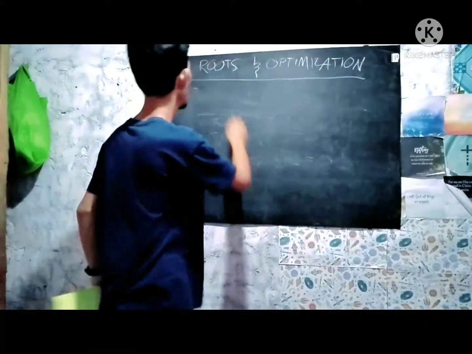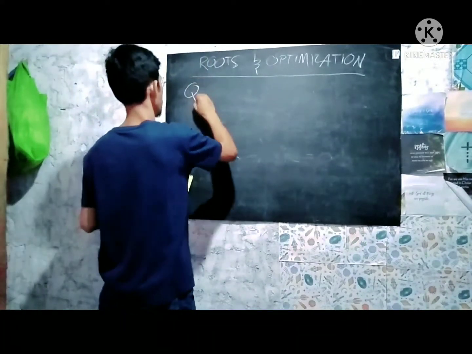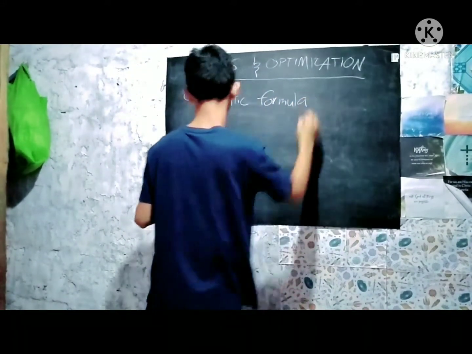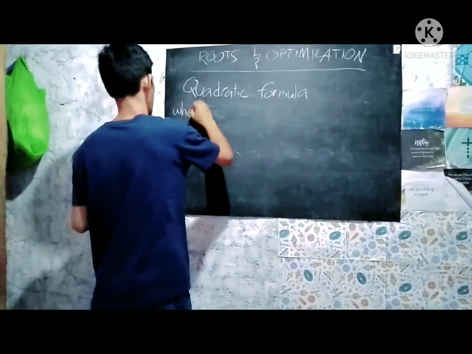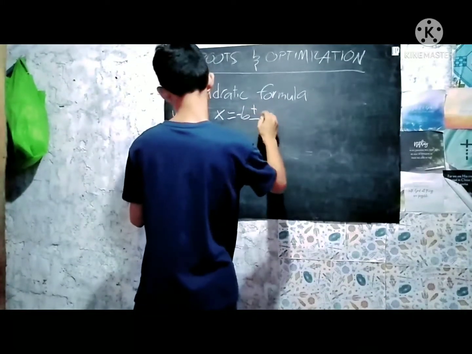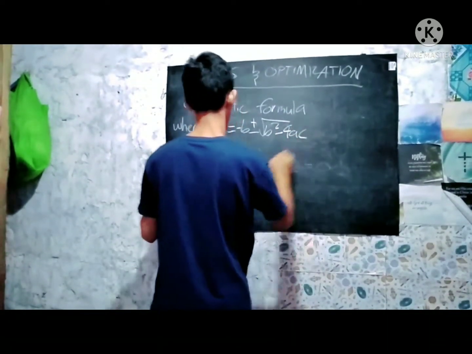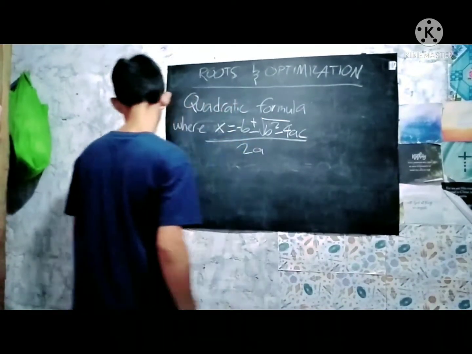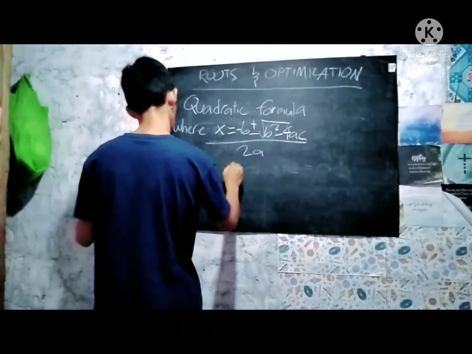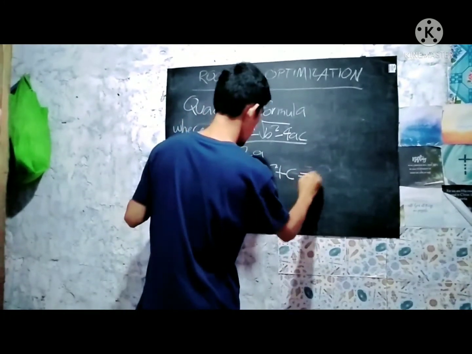Today we're going to discuss the roots and optimization. Looking at the overview, using the quadratic formula, where x is equal to negative b plus or minus the square root of b squared minus 4ac over 2a, to solve for f of x is equal to ax squared plus bx plus c is equal to 0.